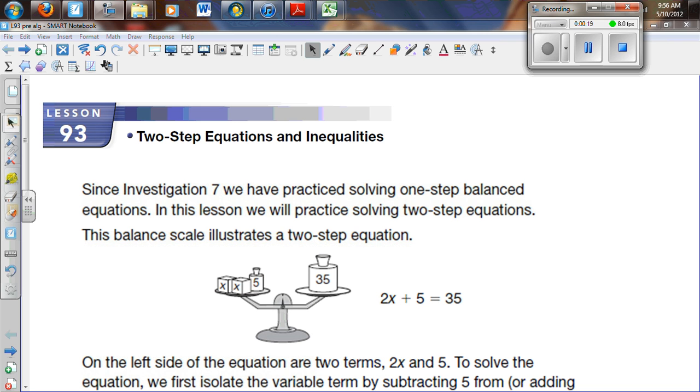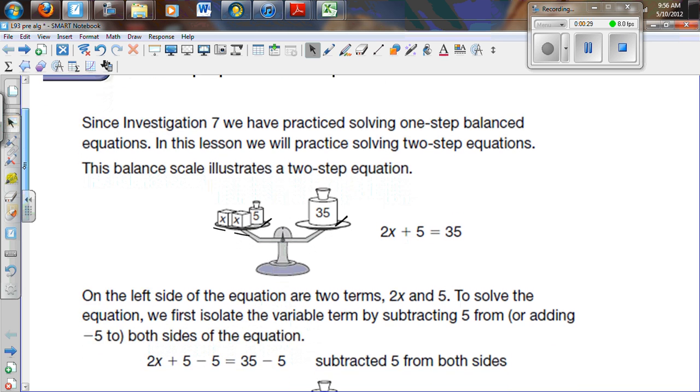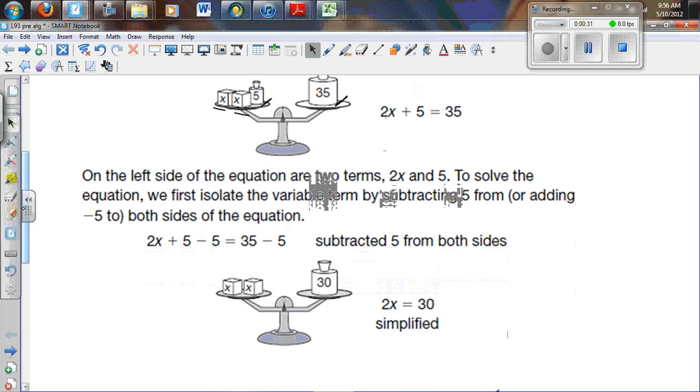If you notice, we have the two x's here, and then we also have the 5 on this side, and we have 35 on this side. And so 2x plus 5 equals 35 is what the equation looks like. And on the left side, we have two different things. We have 2x and 5. And so to solve the equation, first we get the variable by itself, or isolate the variable. And this is always what we're doing, even in one-step equations, is isolating the variable. So we isolate the variable by subtracting the 5, or adding -5 to both sides, however you want to look at that. And so they show that here.